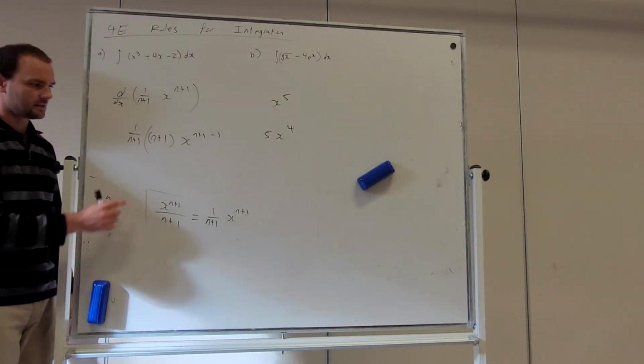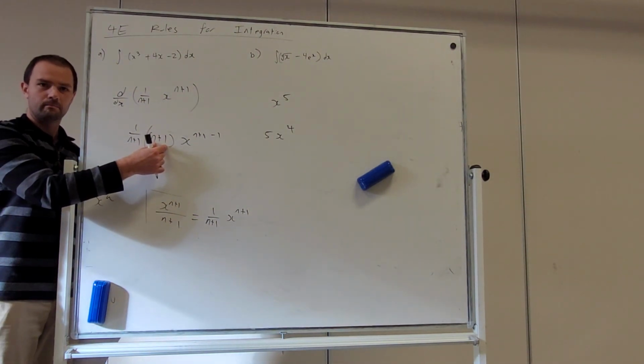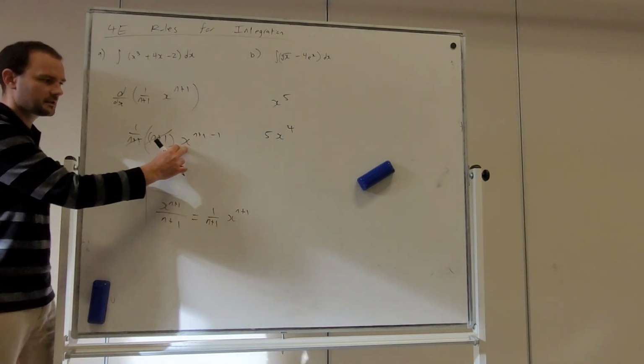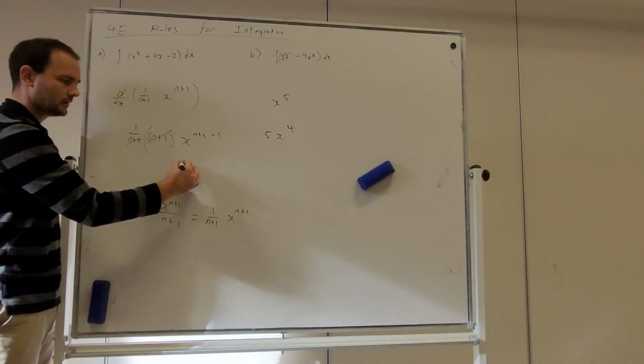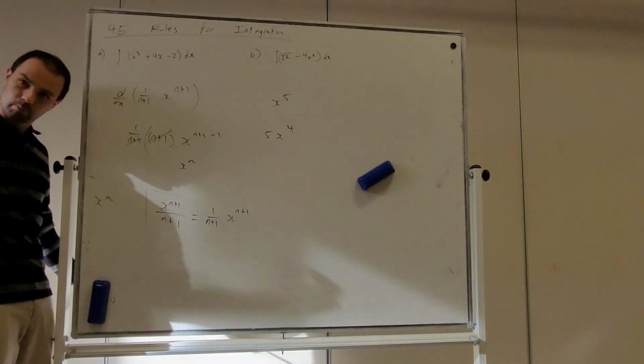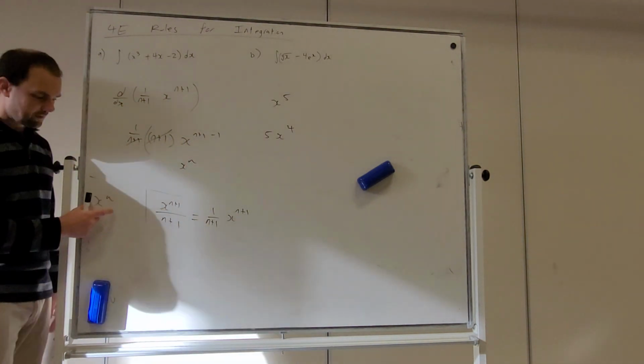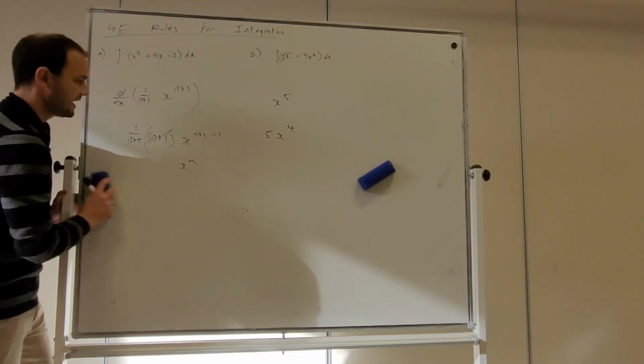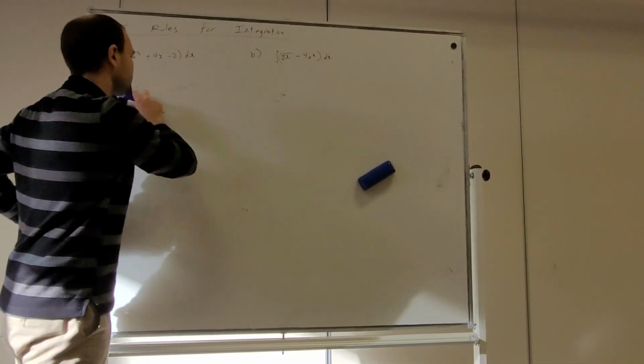Now let's process this. n plus 1 multiplied by 1 on n plus 1 cancels. x to the power of n plus 1 take 1, x to the power of n. We've proved it, okay? The integral of x to the n is x to the n plus 1 on top of n plus 1. Now, we're going to use that.